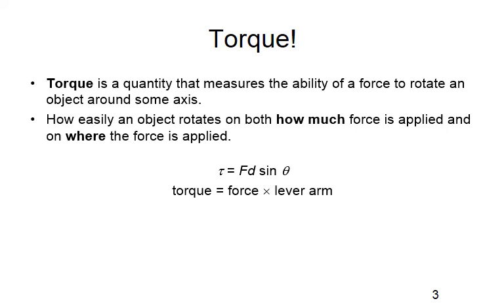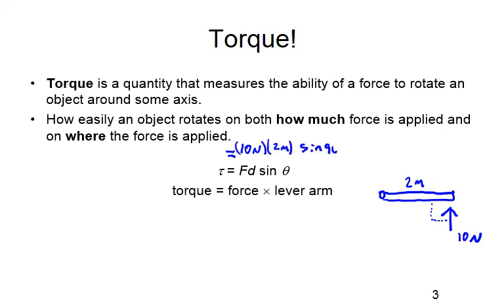And so this looks like, if you have a door hinge here, let's say here's the door, and you push on the door right here at a 90-degree angle with a certain amount of force. And let's say this is 2 meters long, and let's say 10 newtons of force. We would have here a force of 10 newtons times the displacement of 2 meters times the sine of 90. Sine of 90 is 1, and we would get 20 newton meters as our torque.